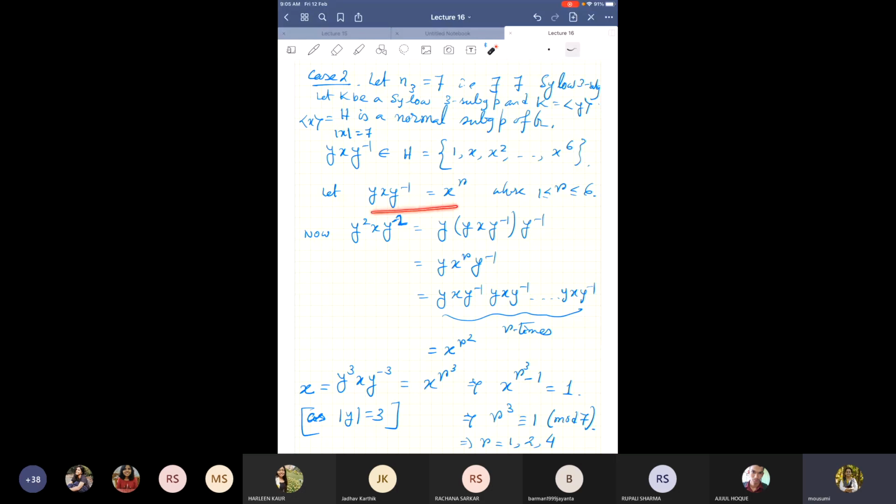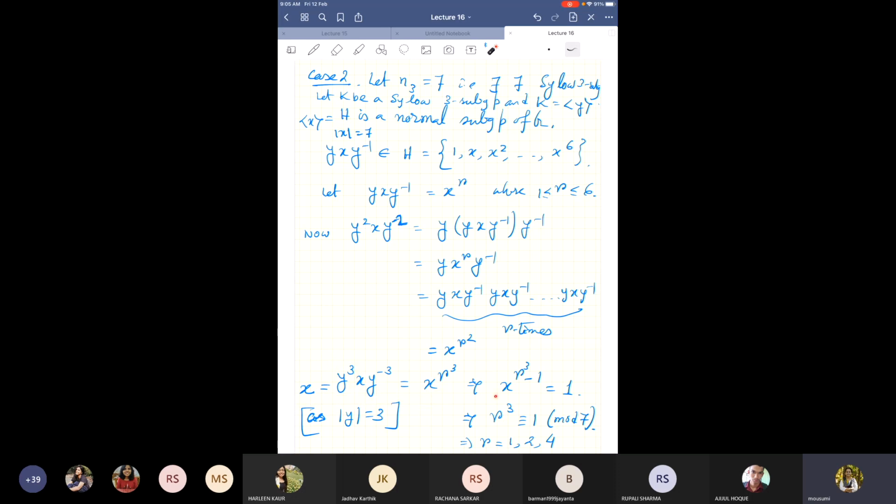Now of course since H is normal, Y x Y inverse will belong to H. So Y x Y inverse I am writing as x to the power r, where r is lying between 1 and 6. Now I am examining what is Y square x Y to the power minus 2. If I apply this equality again and again, then I will be getting x to the power r square. Then Y cube x Y to the power minus 3 will be x to the power r cube. But what is the order of Y? Order of Y is equal to 3, correct? So Y cube is identity. That means this element is nothing but identity.